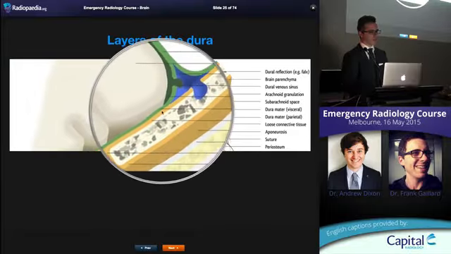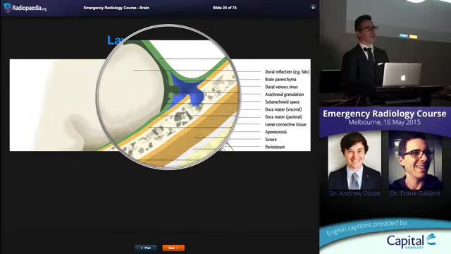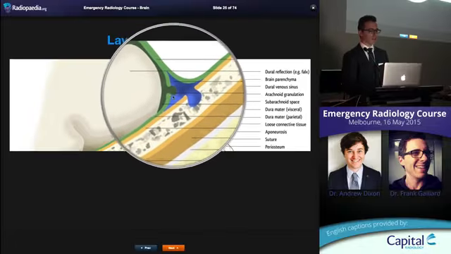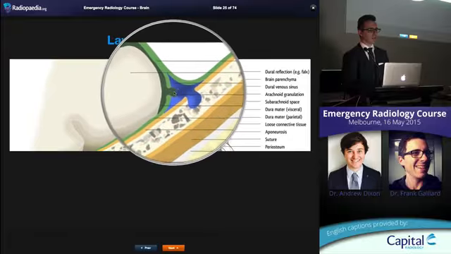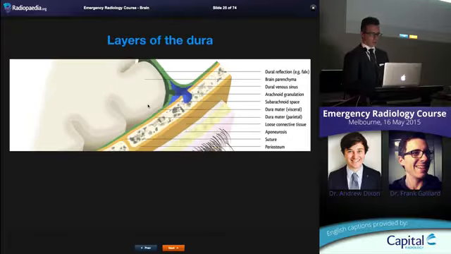The only place where these layers aren't fused is where you have dural venous sinuses. And sinuses live between these two layers. And here we have an arachnoid granulation leading into the sinus to allow CSF absorption.